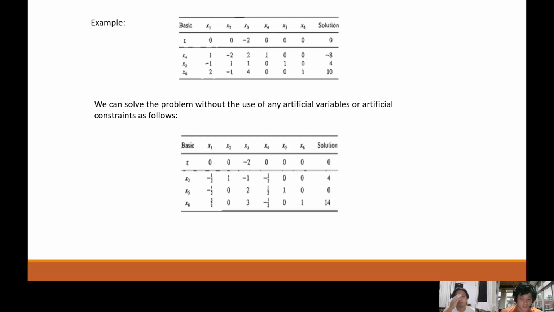So in this LP model, the tableau from which the starting basic solution x3, x4, x5 is both non-optimal because x3 has a negative reduced cost, and infeasible because x4 is equal to negative 8. The first equation has been multiplied by negative 1 to reveal that infeasibility directly in the solution column. We can solve the problem without using any artificial variables or artificial constraints as follows.